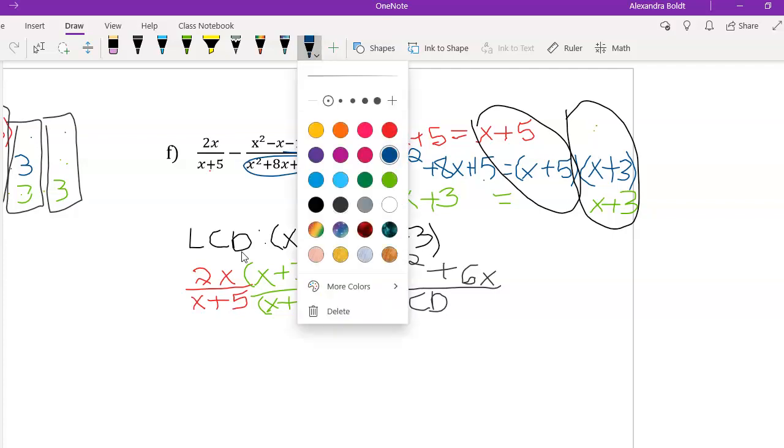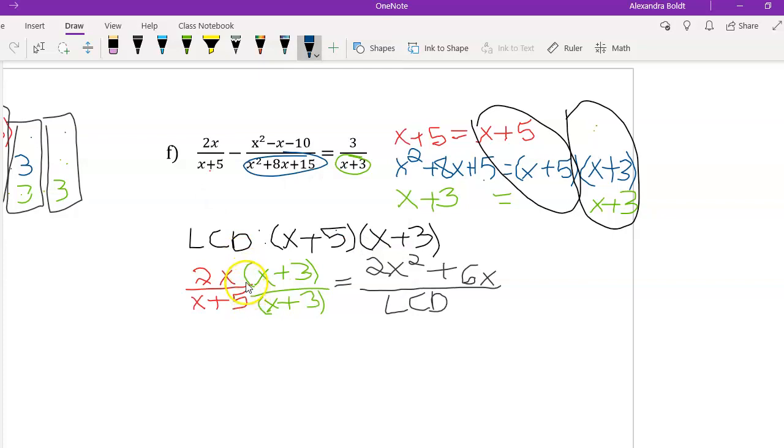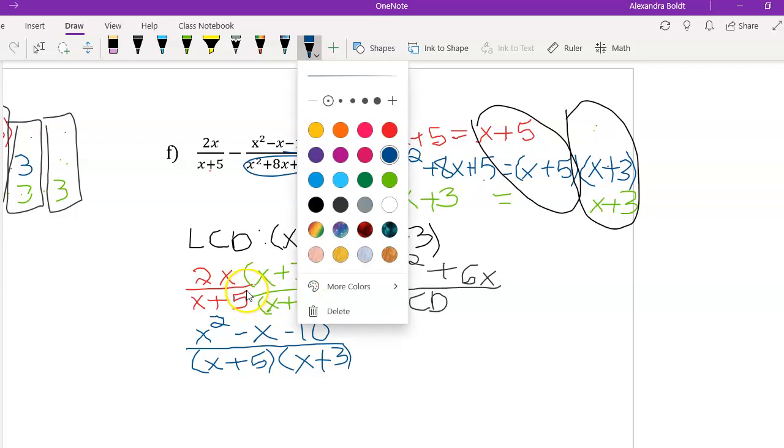My next one is x squared minus x minus 10 over x plus 5, x plus 3. And if you look, it's missing nothing. It's fine. We don't have to fix it.